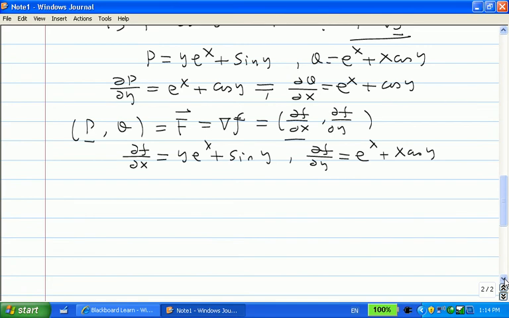Okay, now we're looking for the small f that makes both equations satisfied. Now let's look at the first one. Let's look at the first equation. We're looking for f that makes this equation satisfied. So the first thing we do is integrate both sides of the equation with respect to x.